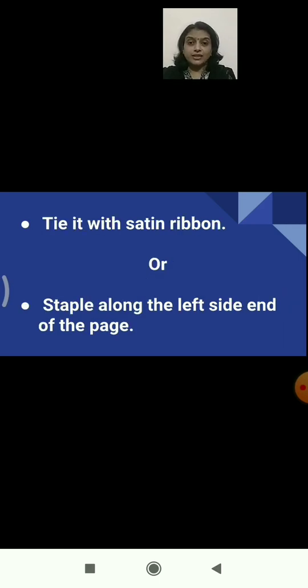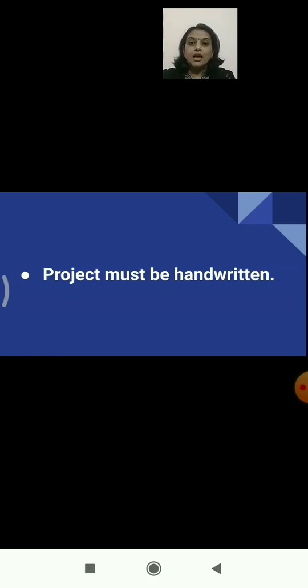Now once you have done with it, you have to tie it down. So you have to tie it with satin ribbon or staple along the left side end of the page. You have to put 3 staple pins, that will do. Now the project must be handwritten. No need to type it, and you have to write it with your own handwriting. Okay, your parents' handwriting will not do. Okay, so no matter how you are writing, it's okay. You have to complete your work. You will be writing it, not your parents.